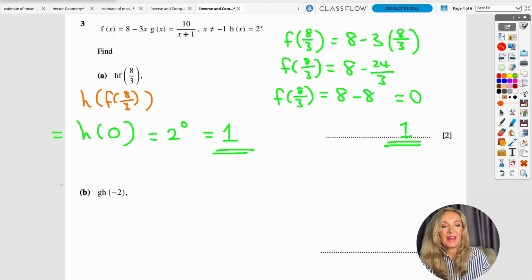All right. Part B. And now we've got g of h of minus 2. Right, so h of minus 2 going into g.